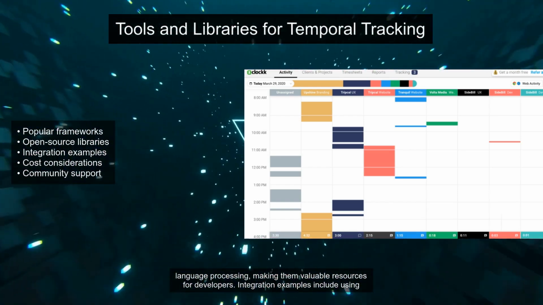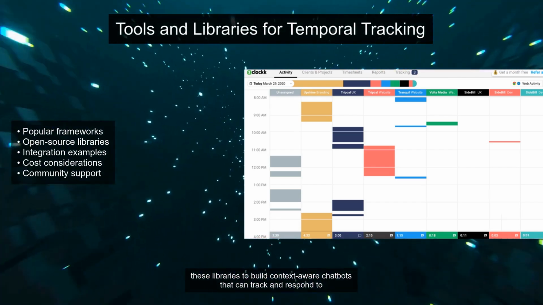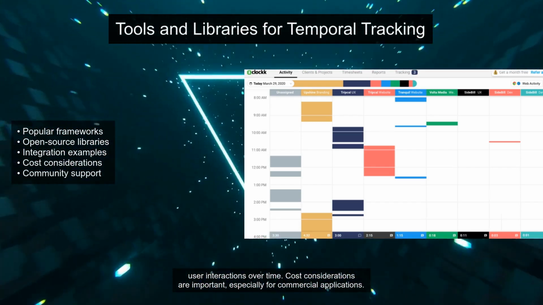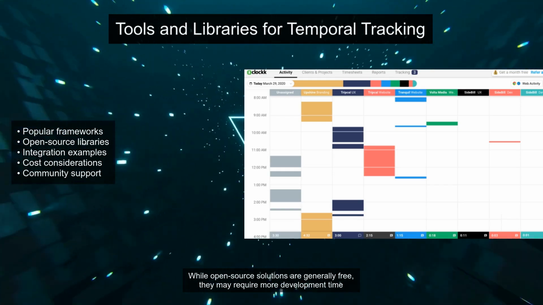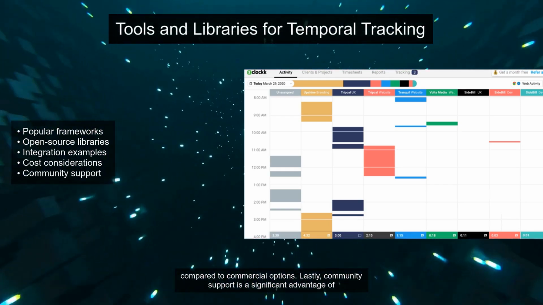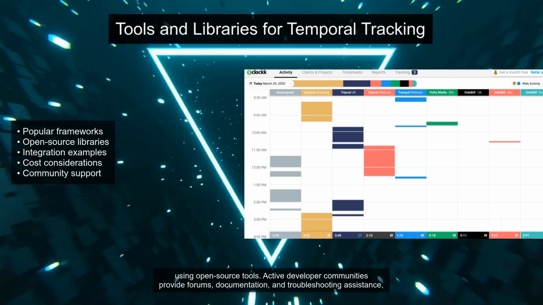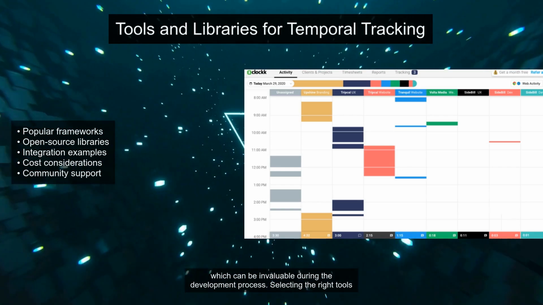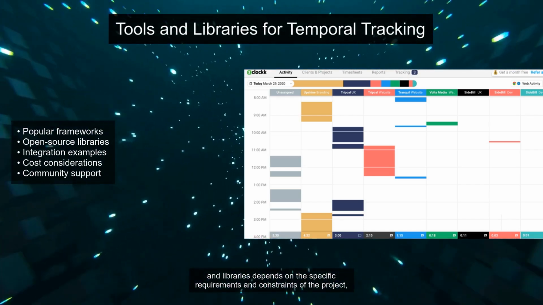resources for developers. Integration examples include using these libraries to build context-aware chatbots that can track and respond to user interactions over time. Cost considerations are important, especially for commercial applications. While open source solutions are generally free, they may require more development time compared to commercial options. Lastly, community support is a significant advantage of using open source tools. Active developer communities provide forums, documentation, and troubleshooting assistance, which can be invaluable during the development process.